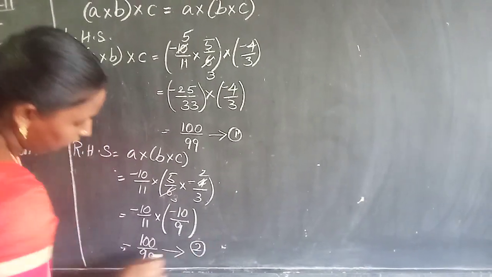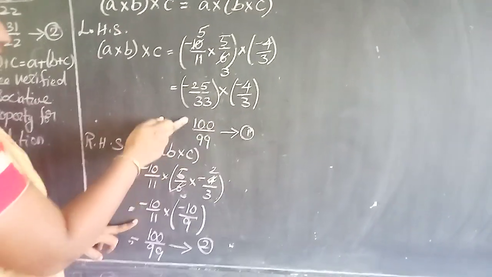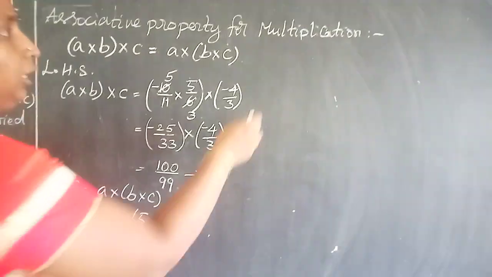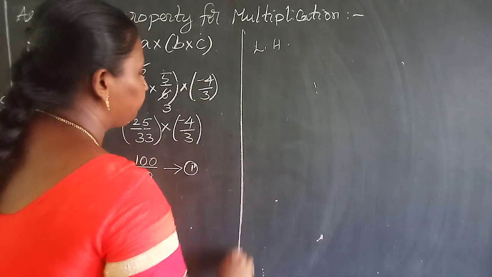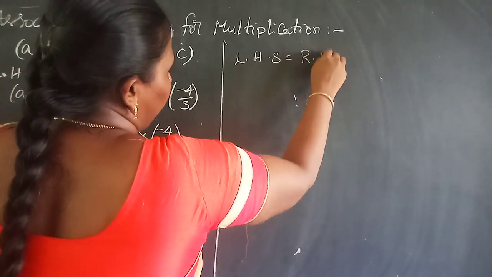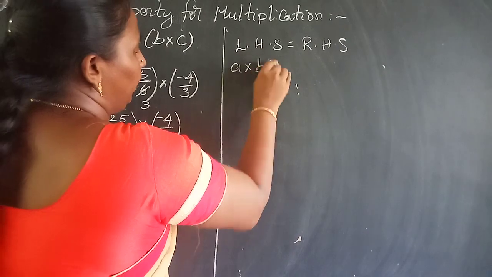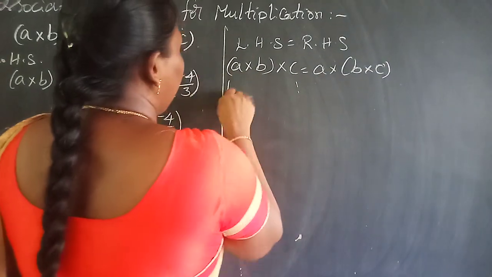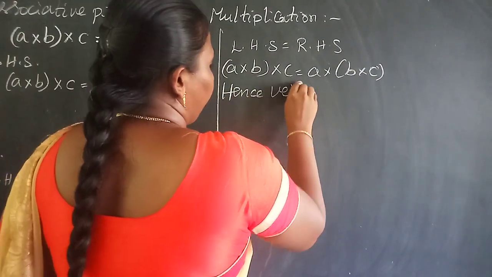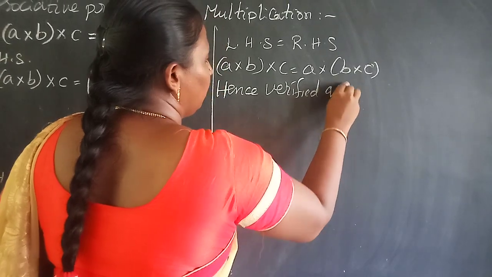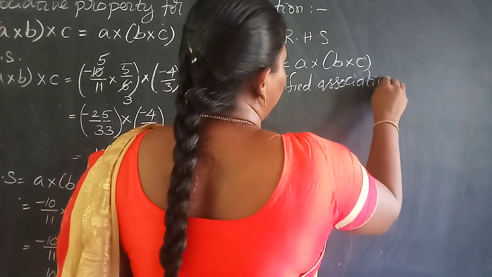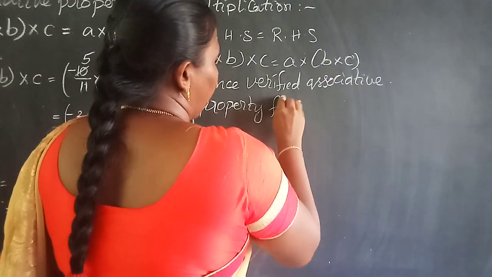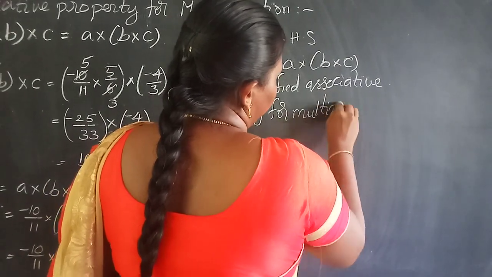Here you got 100 by 99. From 1 and 2, see, from LHS you got 100 by 99. RHS part also you got 100 by 99. Therefore, LHS equal to RHS, that is A into B into C equal to A into B into C. Hence, verified associative property for multiplication.